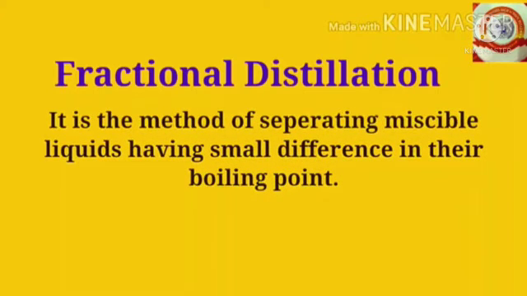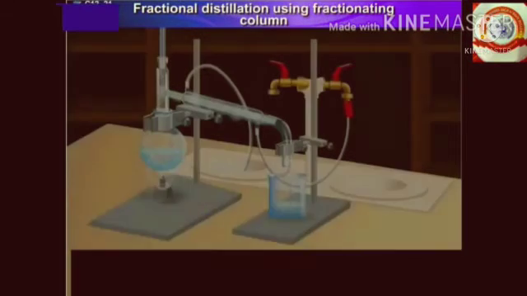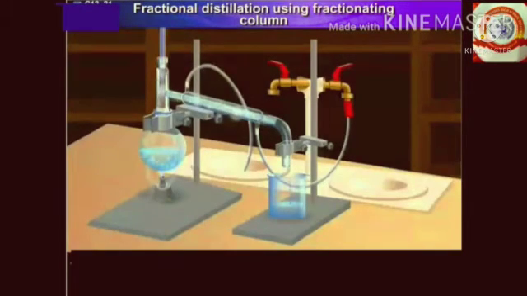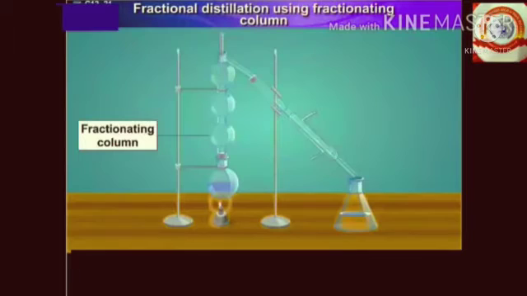The next method of separation is fractional distillation. It is the method of separating miscible liquids having a small difference in their boiling points. In fractional distillation, a fractionating column is inserted between the round bottom flask and the condenser. The fractionating column consists of a number of obstructions due to which the cooling area for the hot vapors increases.